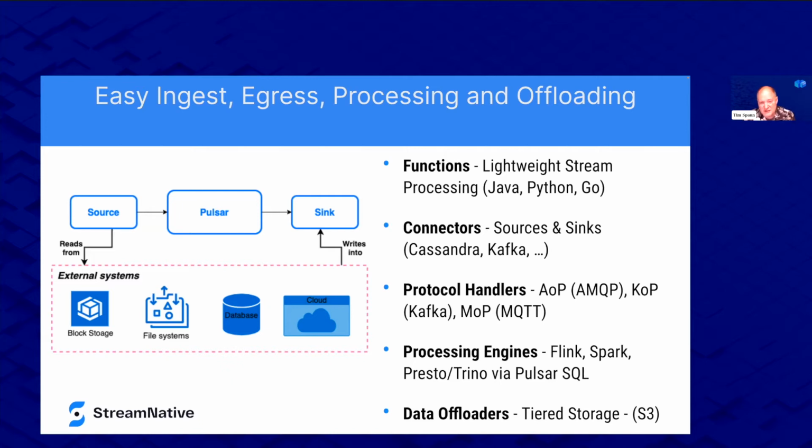Once you get something into Pulsar, it's very easy to get it out and get it out in lots of different ways. This is our different protocol handlers. If you don't want to use Pulsar protocol, or maybe you want to take some of your older messaging systems like Kafka or Rabbit or MQTT, we turn on those protocols in the Pulsar system, and we look just like those clusters.